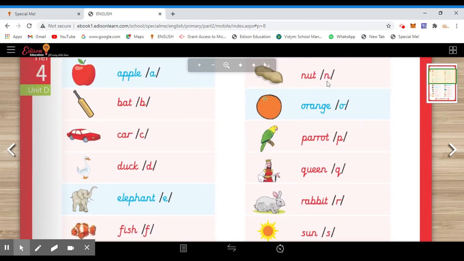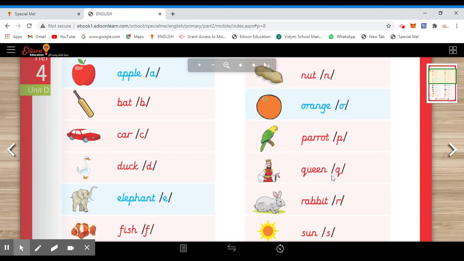Next, this is letter N. N is a phonic sound of letter N. N, nut. Now look at the next letter. This is letter O. And O is a phonic sound of letter O. O, orange. Next, this is letter P. And what is a phonic sound of letter P? P. Yes, P is a phonic sound of letter P. P for parrot.